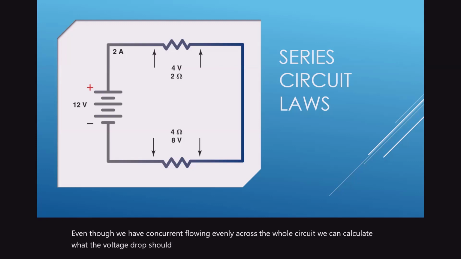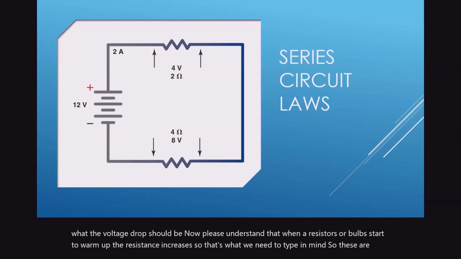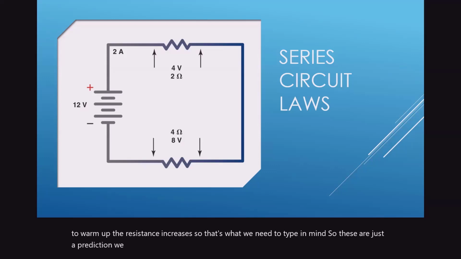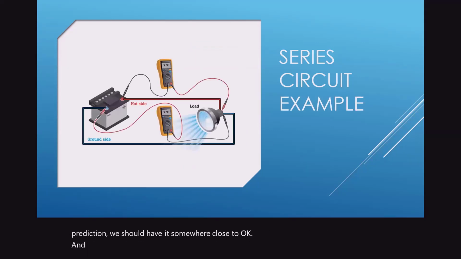Now, please understand that when resistors or bulbs start to warm up, the resistance increases. So that's what we need to keep in mind. So these are just a prediction. We should have it somewhere close to that, okay? And this is just showing you an example of how we would do a voltage drop.